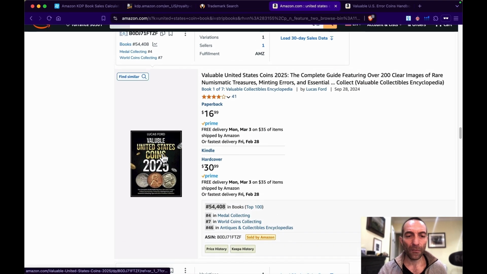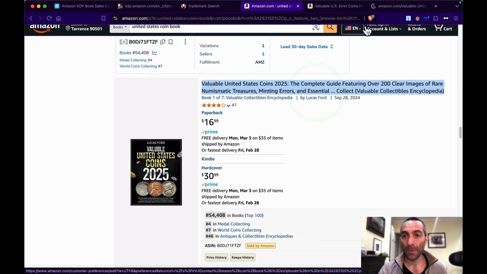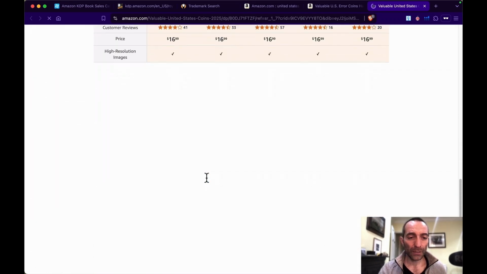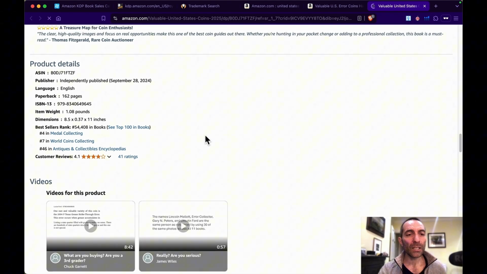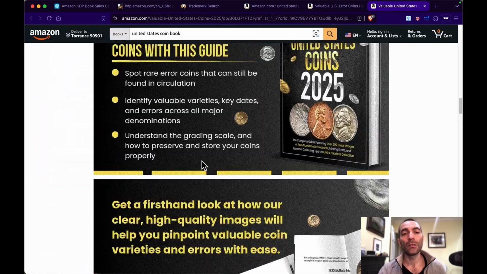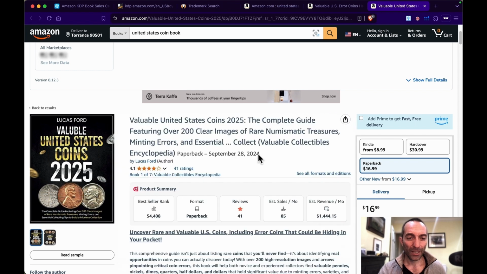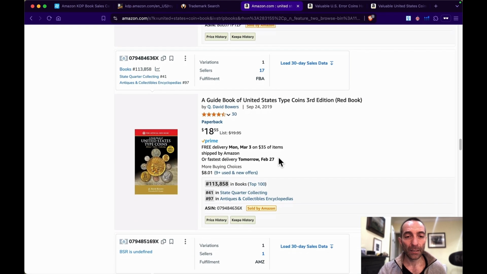Let's have a look at this. Valuable United States coins. Okay, that's different. Lucas Ford. Let's have a look. That might be a publishing house as well. This is what you have to do. You have to go through and see if it's doable. Oh no, this is independently published. Okay, that's good. In fact, the cover looks a little bit like an independent publisher. Okay, we can analyze this one and see how good he's doing, but that's already a good sign. Like, if he's able to enter this market where you've got that big guy there.